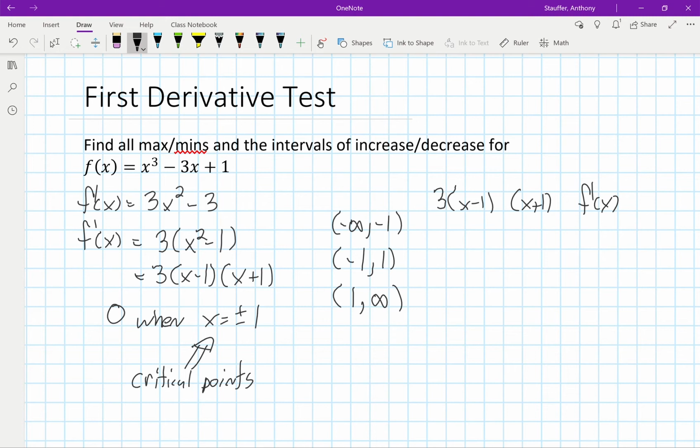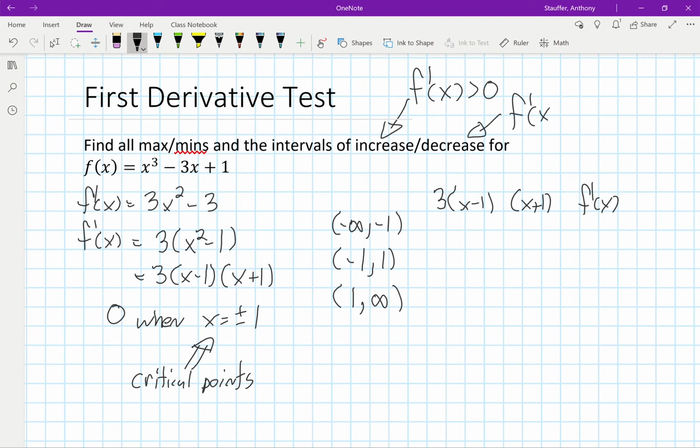The next piece of this is we're looking for the intervals of increase or decrease. So my increase is when f prime of x is positive, or greater than 0, and my decrease is when f prime of x is negative, or less than 0. Next, we have these intervals right here. Why do we have these intervals? Because the only place where I can switch from positive to negative is at plus or minus 1, also known as the critical points. So anything before negative 1 would either all be positive or all be negative, or all increasing or all decreasing, and so on for my other intervals.